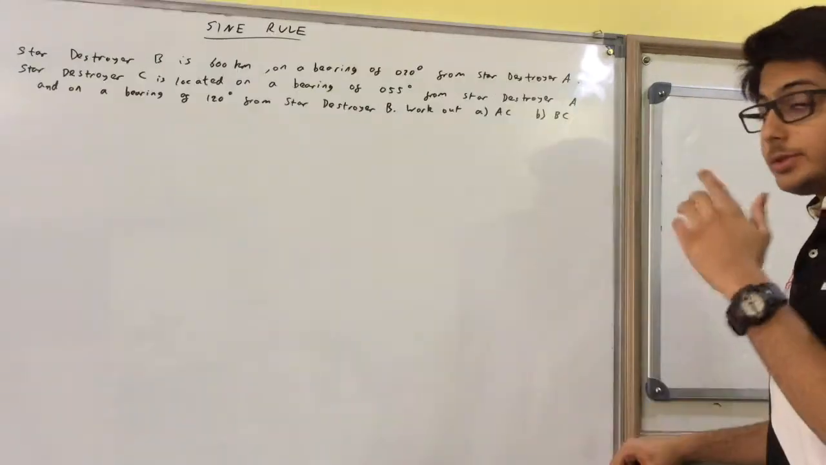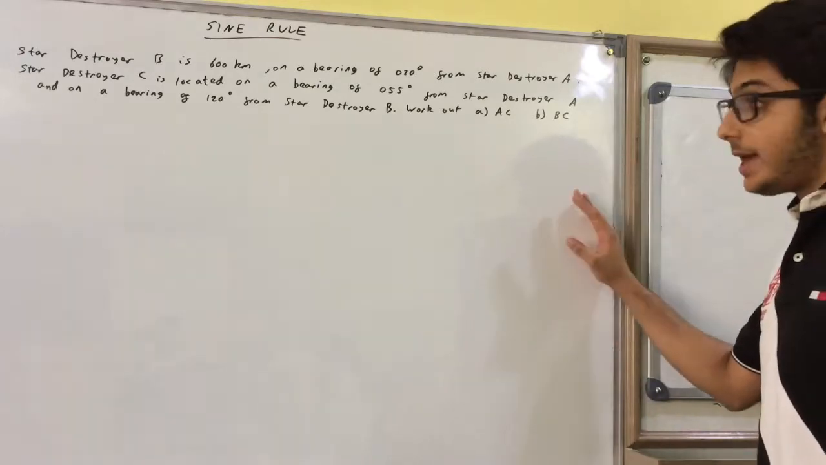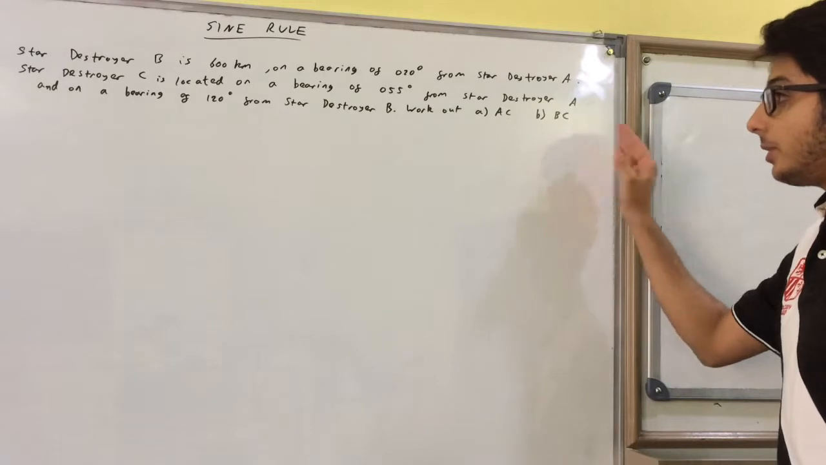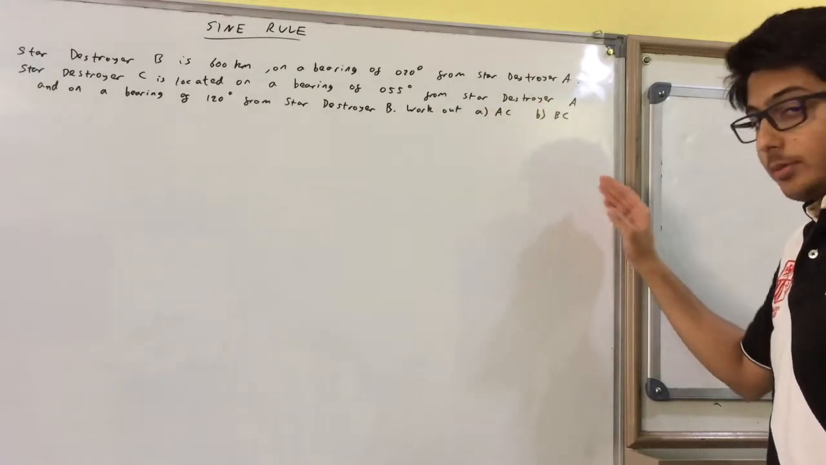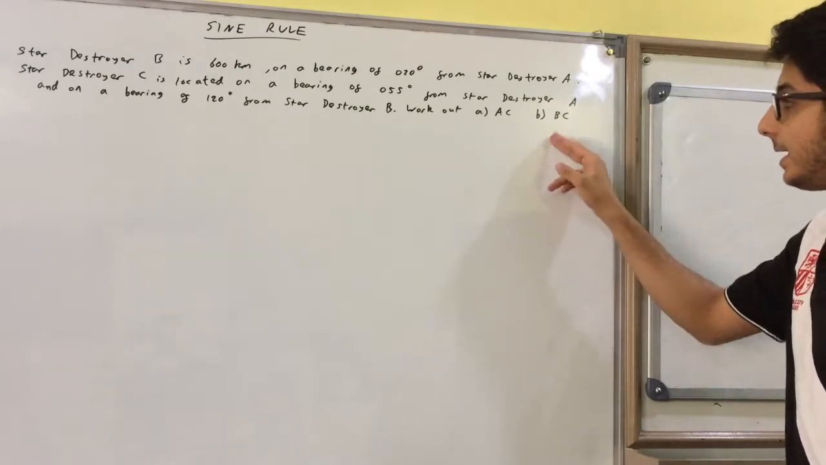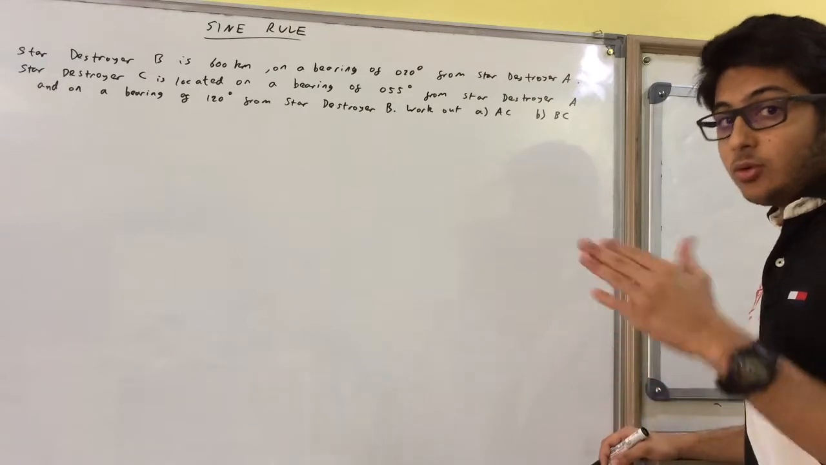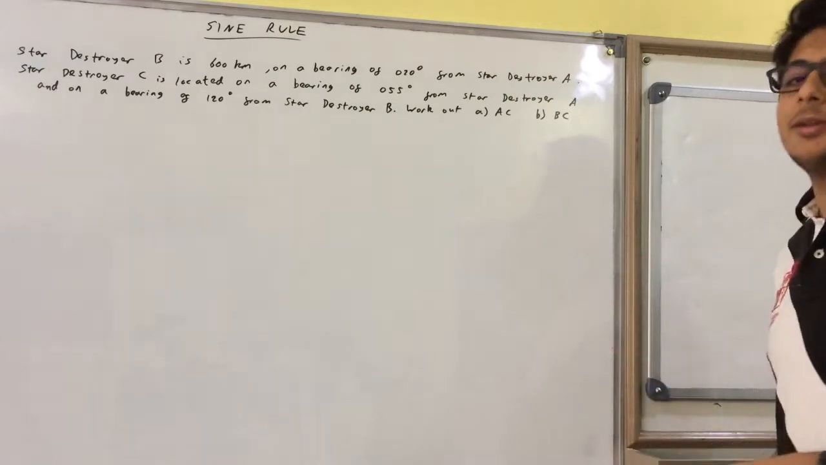Let's look at a question. So Star Destroyer B is 600 kilometers on a bearing of 20 degrees from Star Destroyer A. Star Destroyer C is located on a bearing of 55 degrees from Star Destroyer A, and on a bearing of 120 degrees from Star Destroyer B. Work out the distance AC and the distance BC. Try this by yourself, but if you have no clue how to do it, I'm going to do it in a minute, so just wait.